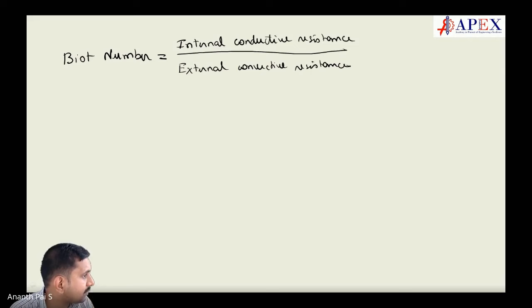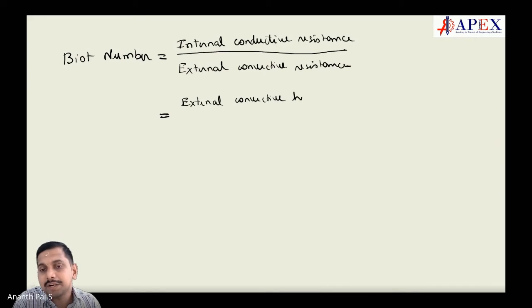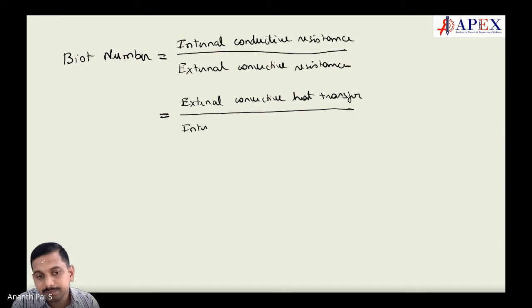Internal conductive resistance and external convective resistance, or it can also be said as external convective heat transfer divided by internal conductive heat transfer.